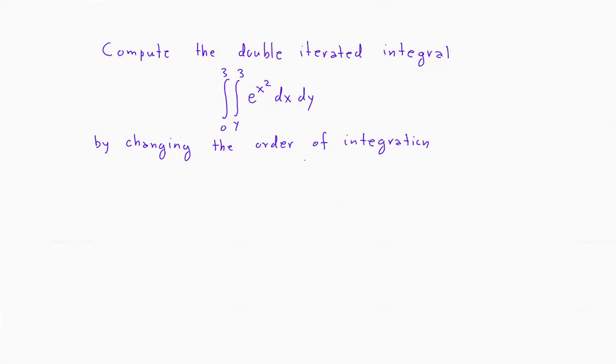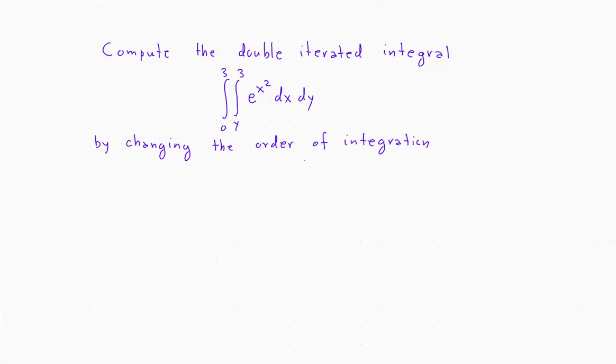Okay, so here we want to compute a double iterated integral. And in general, when we have a double iterated integral, it should be considered a routine process to actually compute it. You just integrate from the inside to the outside and compute the integral. In fact, one might argue that when we're given a double integral, what we really need to do is express it as a double iterated integral.